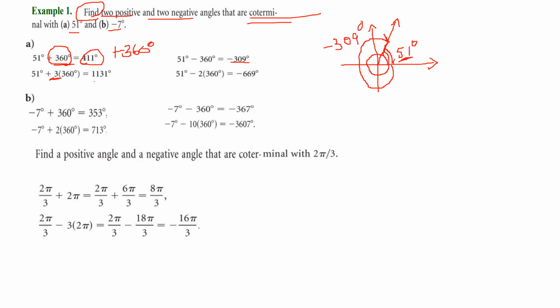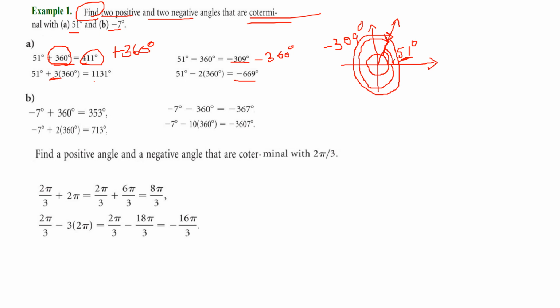So this is a negative angle, and if you want one more angle, you can take this answer and again subtract 360 degrees. That's perfect, because if you move one more time, it is again a complete rotation of 360 degrees, so minus 360 degrees gives minus 669 degrees.